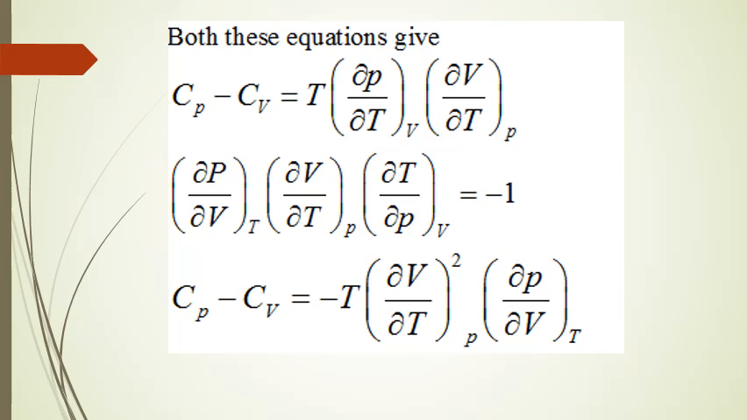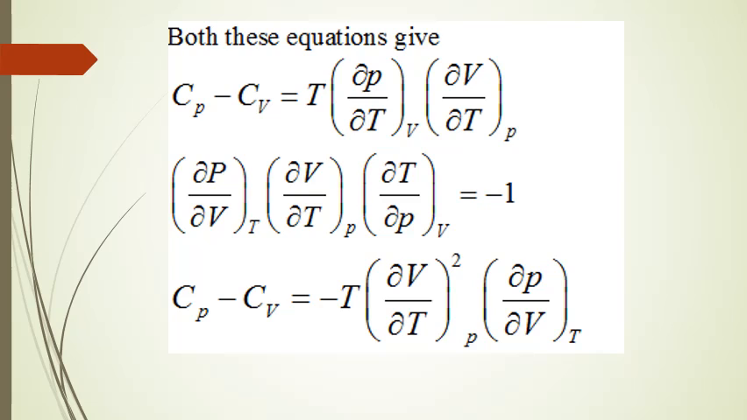Now from both these equations that we obtained on the previous slide, we get Cp minus Cv is equal to T (∂P/∂T) at constant V into (∂V/∂T) at constant P. Now from the cyclic relation, we can say (∂P/∂V) at constant T into (∂V/∂T) at constant P into (∂T/∂P) at constant V is equal to -1.